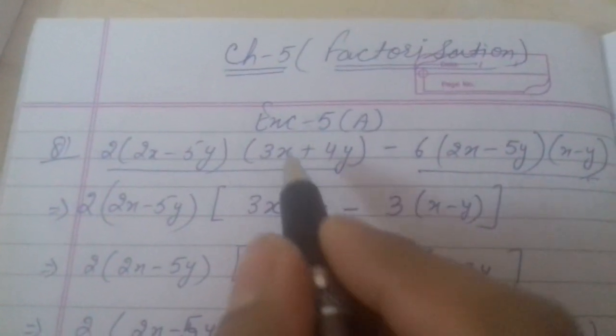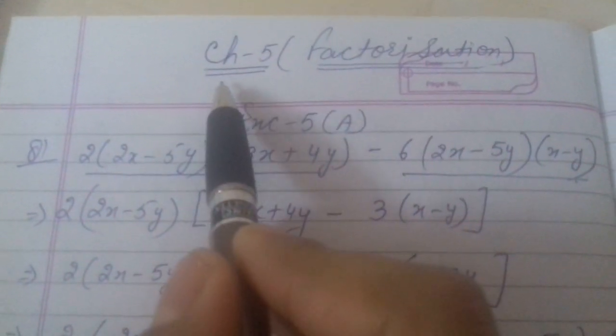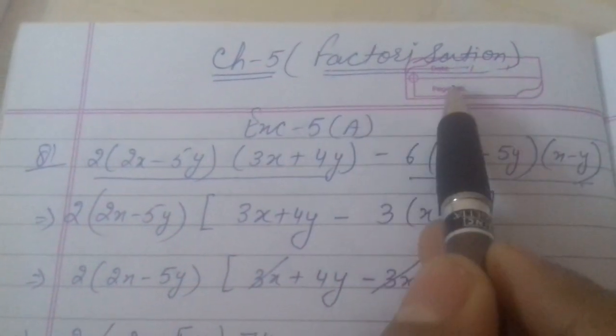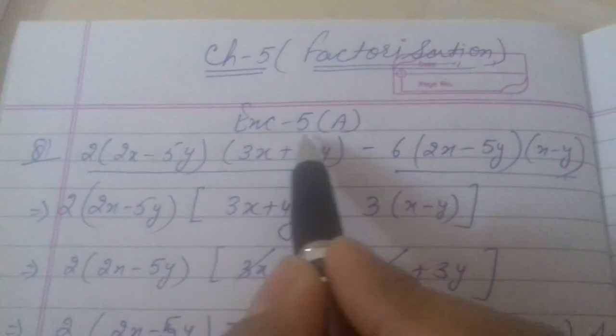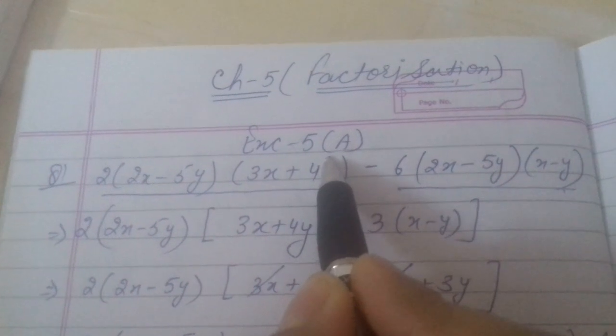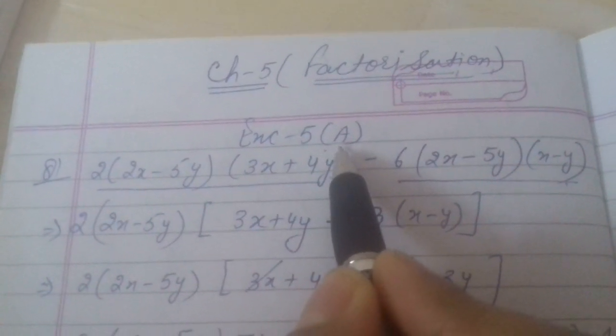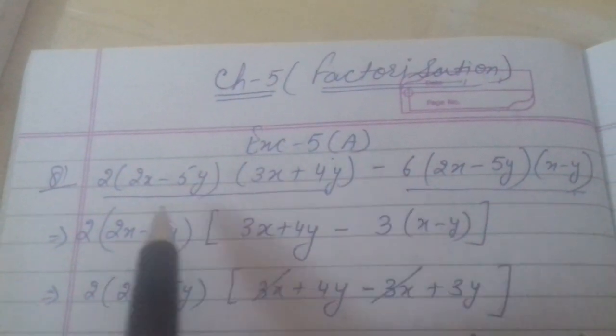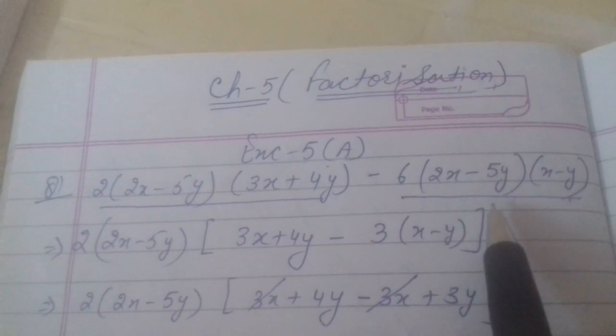Hello students, welcome to our next class, and the next chapter is chapter number 5, factorization. Children, exercise 5a is factorization by the common factors, that means by taking common. Look children, this is your first question.